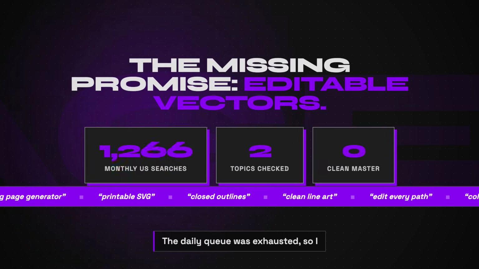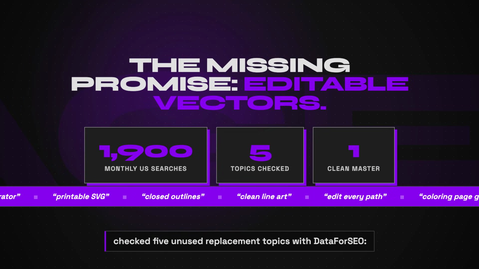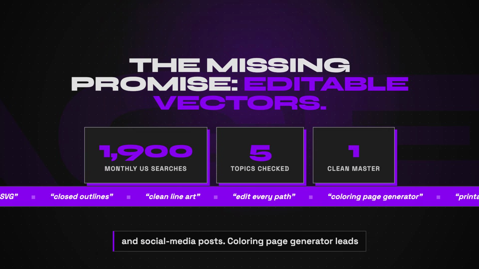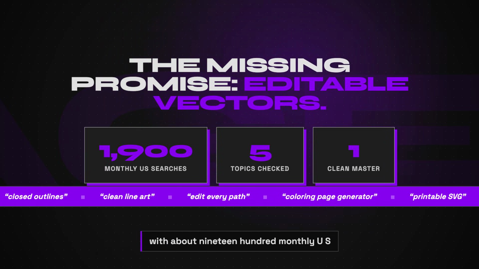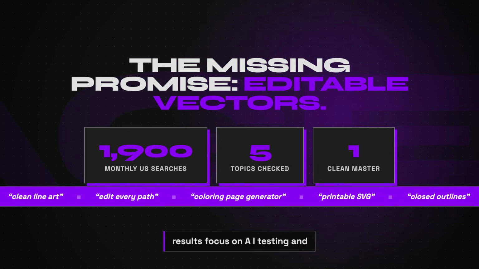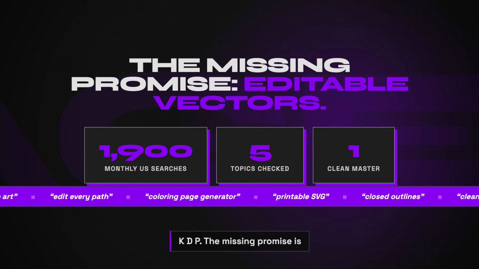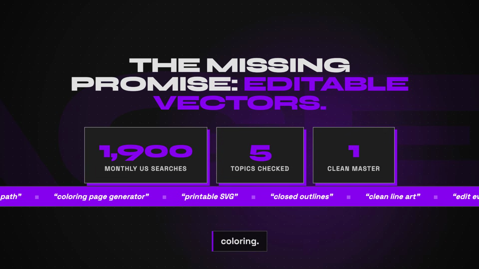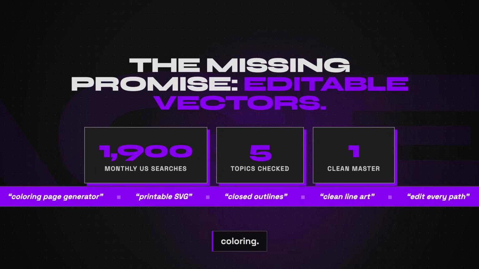The daily queue was exhausted, so I checked 5 unused replacement topics with data for SEO, coloring pages, decals, laser cut files, packaging designs, and social media posts. Coloring Page Generator leads with about 1,900 monthly US searches and low paid competition. The YouTube results focus on AI testing and KDP. The missing promise is editable vector line art built for real coloring.